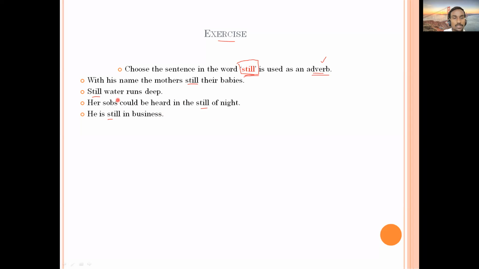Just check: still water. You know that water is a noun. What kind of water? Still water. So it is not an adverb at all. You'll come to know it is an adjective. So you can change your answer and tell me once again. This is not the answer.